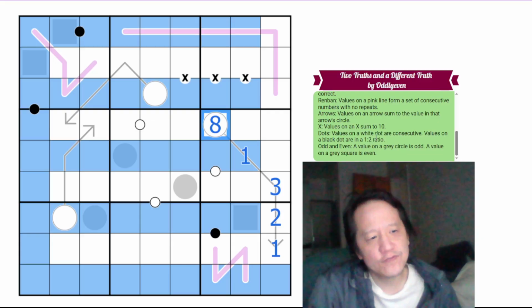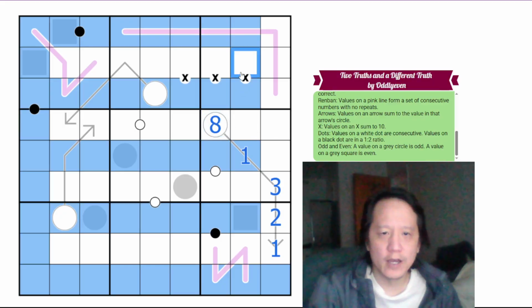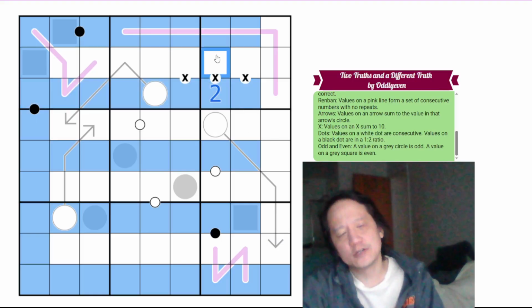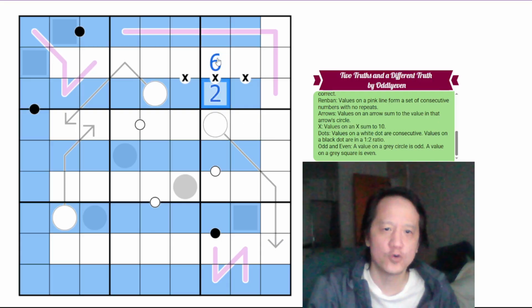Oh, that's fascinating. Anyways, so that's an example of how arrows work. Say we had values on an X sum to 10. Say, again, the blue was doubled. So you could have something like 2 and 6 here, and this would add up to 10, because 2 doubled is 4 plus 6 is 10. And this would satisfy that rule with the doubler.